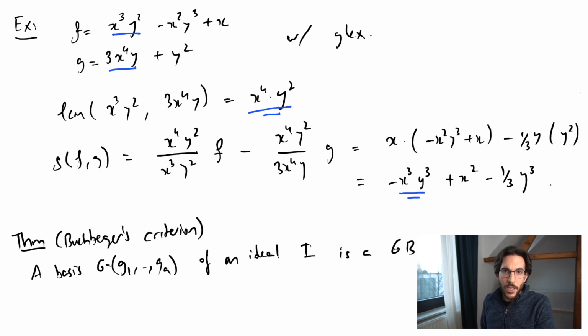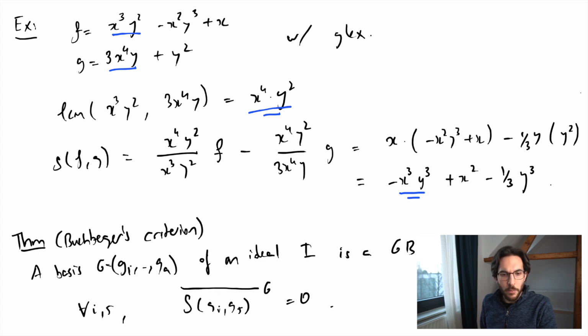Okay, suppose we have a basis of an ideal I, given in some order, it doesn't matter. So this sequence of polynomials is a Gröbner basis if and only if the following holds. If when we compute the S polynomial for every pair of gi and gj, and we compute the remainder modulo G, then this remainder should be 0. So if this criterion is satisfied, we have a Gröbner basis and vice versa.